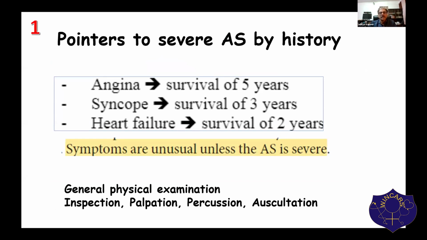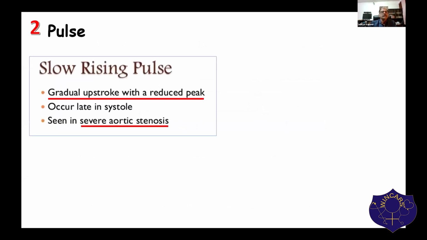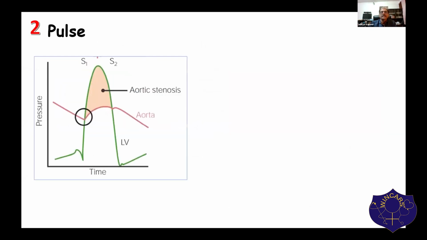So again, coming to the general physical examination, this is the first. Again, for aortic also, I tried to bring in 10 points so that there is a uniformity to the discussion. Pulse: slow rising pulse, low amplitude parvus and a late peak tardus. The late peak occurs because there is a prolonged ejection, there is obstruction to the flow.